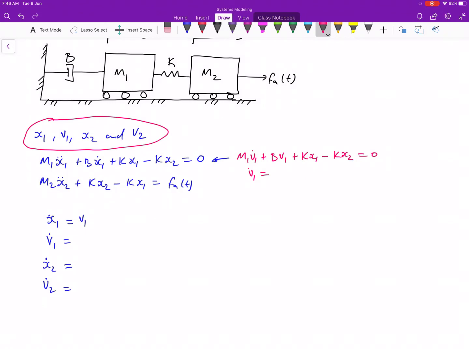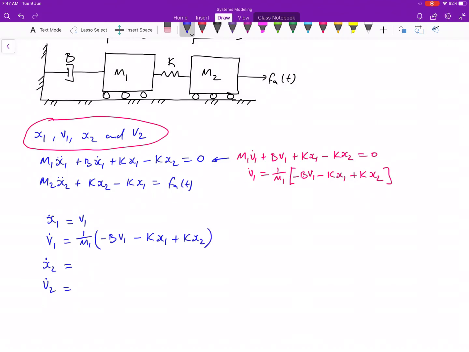Okay, so we are going to have, so we take the b on the other side: minus b v1 minus kx1 plus kx2. Okay, so we have v1, so I'm going to write this v1 here. So we say v1 is 1 over m1 times (b v1 minus kx1 plus kx2).